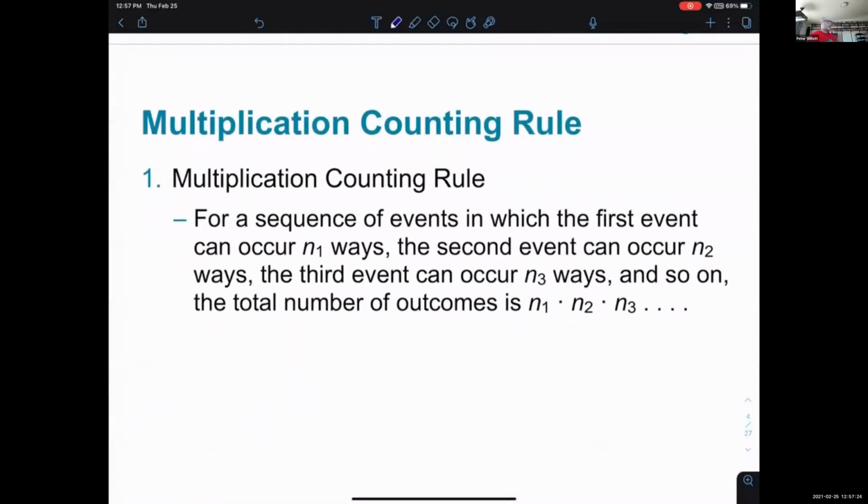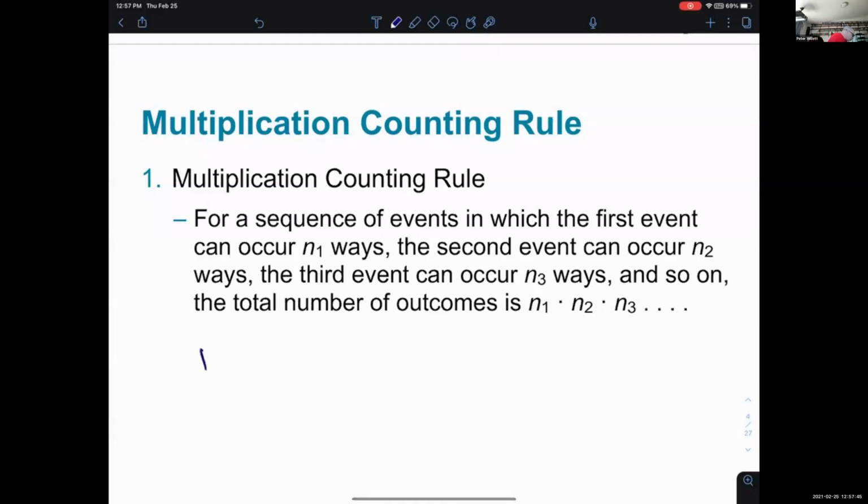The first discussion is the multiplication rule. The multiplication rule is for a sequence of events in which each event has a different number of ways that it might be able to occur. Maybe they're the same number, but each one is independent from the other. Let's give a simple example to illustrate what this rule is trying to show.